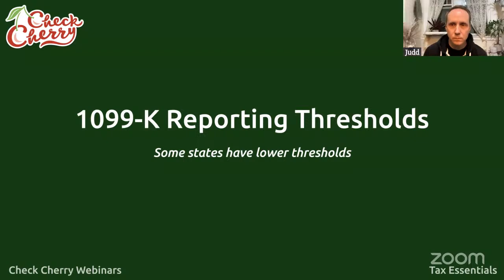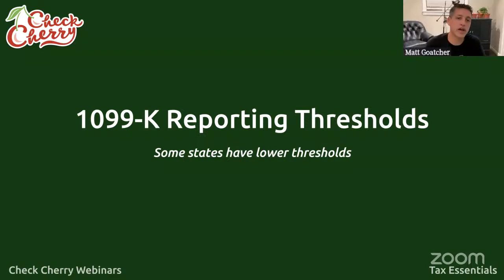And back on the subject of the thresholds, even if you're under $5,000, some states do have lower thresholds. And so you might get a 1099-K even if you're under $5,000 because your state requires it.